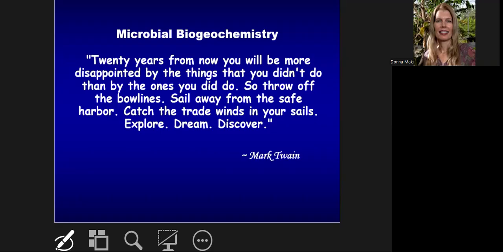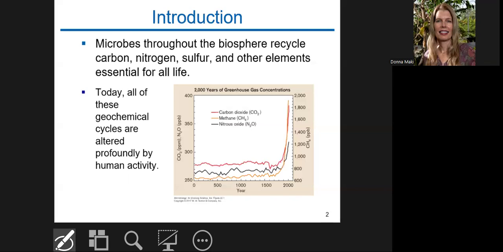Couple of things to consider as we get into this topic. Microbes are recycling all these different nutrients, and they've been doing it for billions of years. That's why the Earth and atmosphere is the way it is. It's microbial processes. They dominate this whole idea.